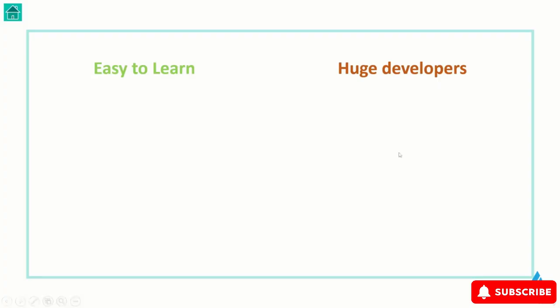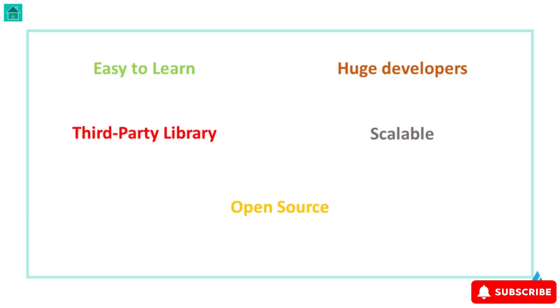Okay, then we have the support of third-party libraries. A third-party library provides the native app features which are not available in React Native. As React Native supports third-party libraries, this allows developers to rapidly and easily add extra functionality to their projects. Then we have the scalability. Since React Native is extremely scalable, it can be used to create apps of any size, from simple apps to massive complicated applications.